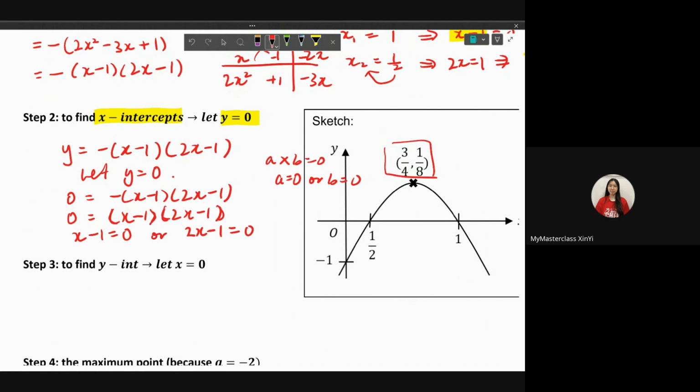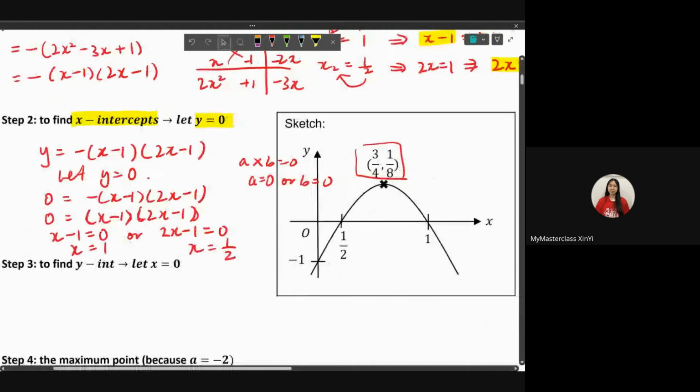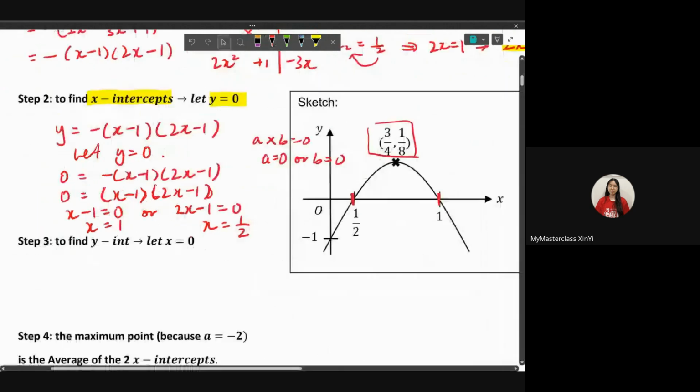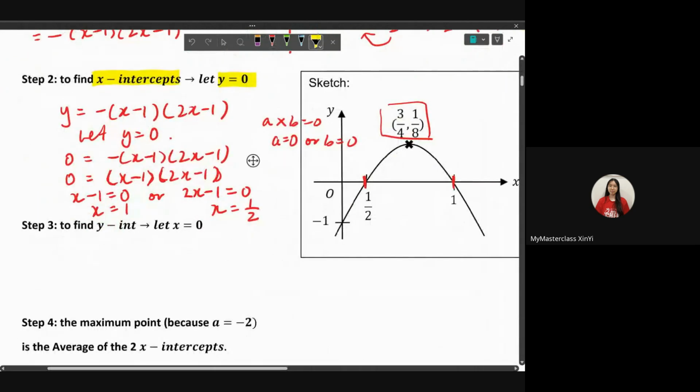Okay, then to solve for this, you have two values of x. So x equals 1 or x equals half. So this is where your x-intercepts are at, half and 1. Then afterwards, you also have to find the y-intercept. Now it's a reverse. To find the y-intercept, you let x be equal to 0 instead.